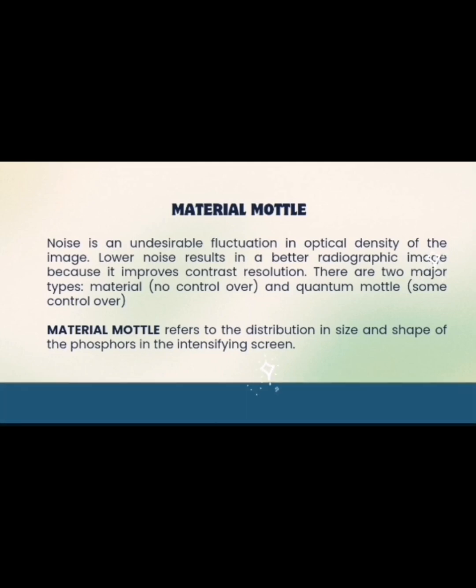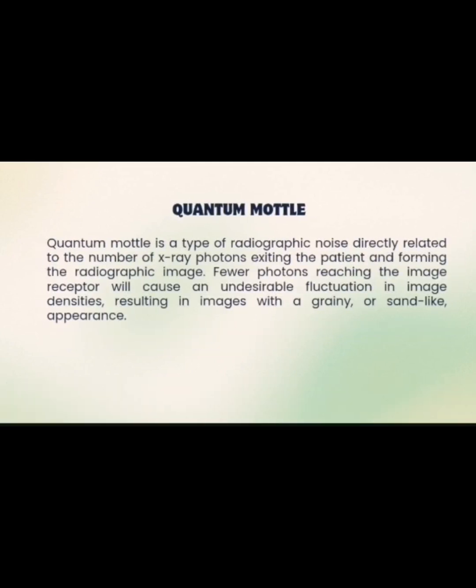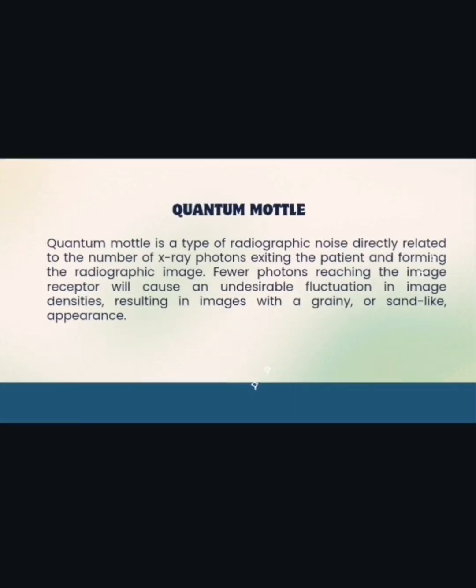In digital radiography, the two major types of materials used are amorphous selenium, a-Se, and amorphous silicon, a-Si. It refers to noise or graininess in the image caused by various factors like scatter radiation, detector imperfections, or processing artifacts. I am Audrey Pascual, and now let's proceed to quantum model. So what is quantum model?